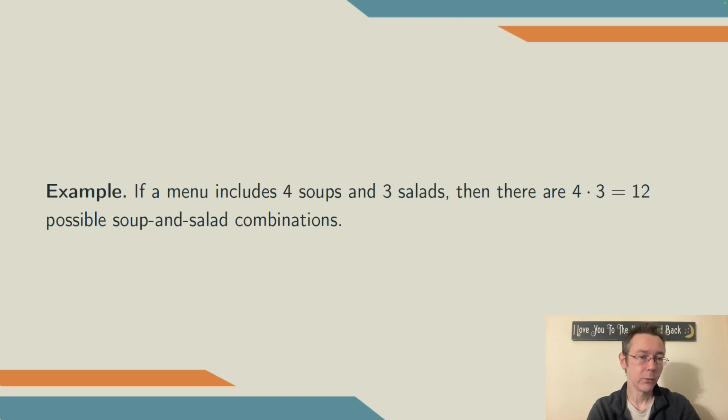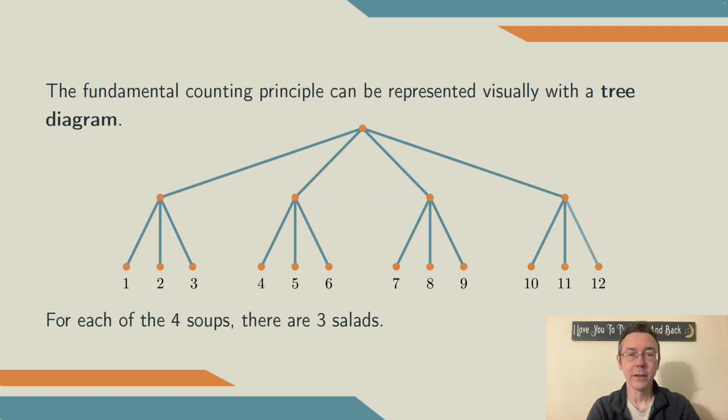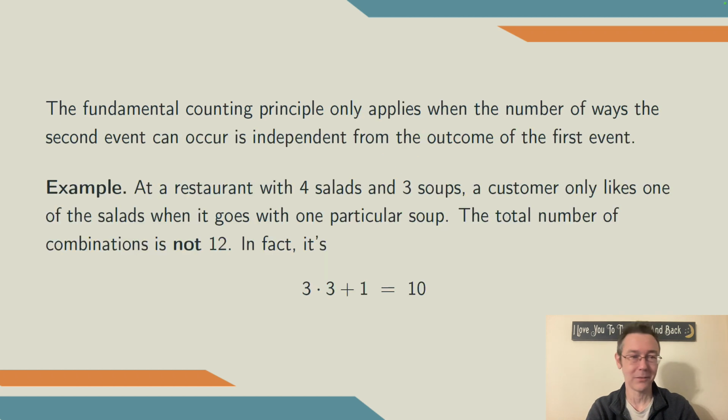For instance, suppose we have a restaurant that offers 4 soups and 3 salads. There are 4 times 3, or 12, possible soup and salad combinations. A lot of times we illustrate the fundamental counting principle in particular examples with tree diagrams like this one. So you start at the top and you pick your soup. There's 4 different ways of doing that, so there's 4 different branches coming off of that top point. And then regardless of which one you choose, you have 3 possible salad choices. So here you can visually see 4 groups of 3, 4 times 3, 12 possible soup and salad combinations.